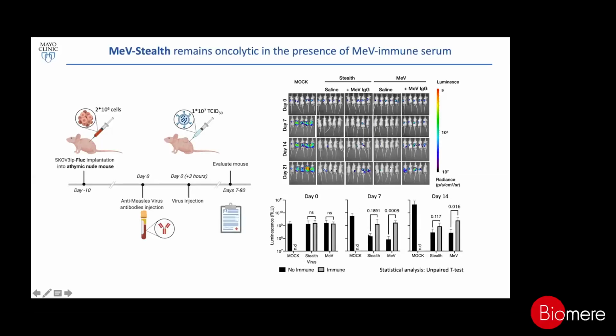We do see a significant difference in tumor burden in the animals treated with measles virus, depending on whether animals were passively immunized or not, as we can see here. On the contrary, passive immunization did not result in a statistically significant increase in tumor burden when animals were treated with stealth, although there is a trend towards an increased tumor burden when they were passively immunized.